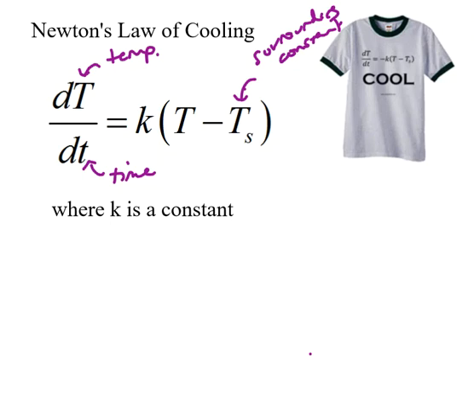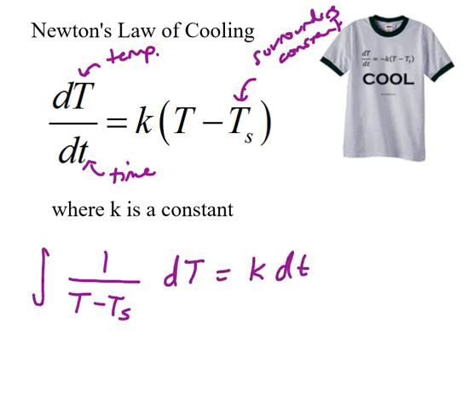So what we're going to do now is I am going to separate and integrate because this is another separable differential equation. So separate dT over T minus Ts equals k dt.